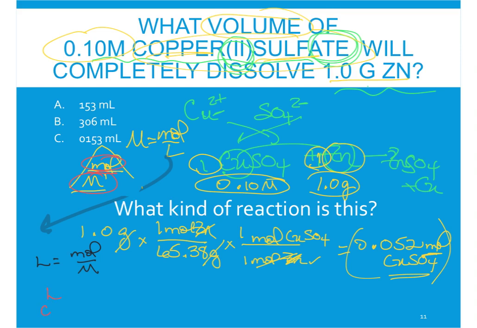So the liters of copper sulfate needed is going to equal the moles that we just found of copper sulfate divided by the molarity of the copper sulfate, which was given, moles per liter. What's going to happen is the moles in the numerator and denominator are going to cancel. And so that tells you that liters of copper sulfate is 0.52 liters. That's not very much. Alrighty, so that's it for that problem.